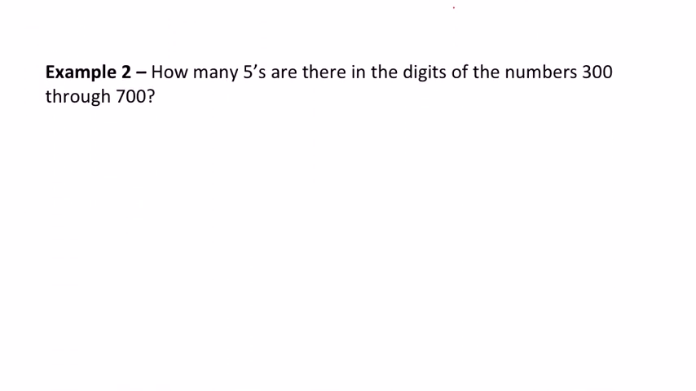How many 5s are there in the digits of the numbers from 300 to 700? Well, you do the same thing, except this time you start with 300, and so in the 300s through 600s, you're going to have 20 times 4, or 80 5s. Right? In the 300s there's 20 5s, in the 400s there's 20 5s, in the 500s there's 20 5s, in the 600s there's 20 5s. So it's easy to see that it's 80.